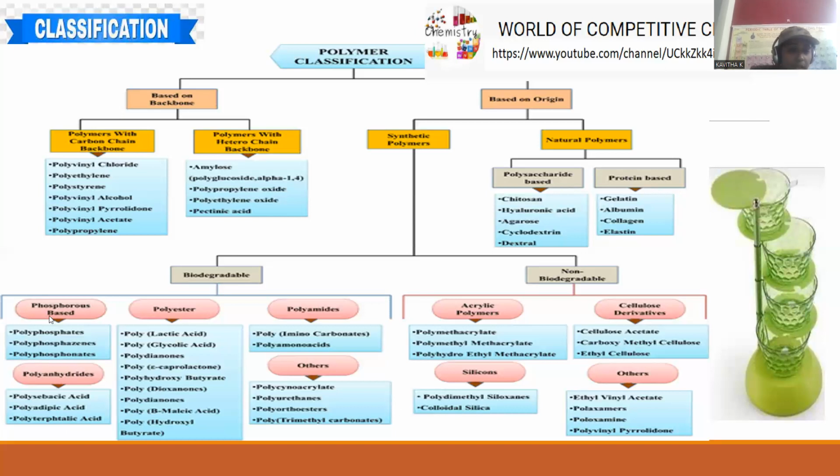So let us go with the phosphorine-based ones. Phosphorine-based biodegradable polymers are polyphosphates, polyphosphazines, and polyphosphoranes. All these are part of the biodegradable phosphorine-based polymers, which are synthesized in the laboratory, because these are synthetic polymers. Another class is polyanhydrides. Here polysebacic acid, polyadipic acid, and polyterephthalic acid are all part of it. These are dicarboxylic acid systems.